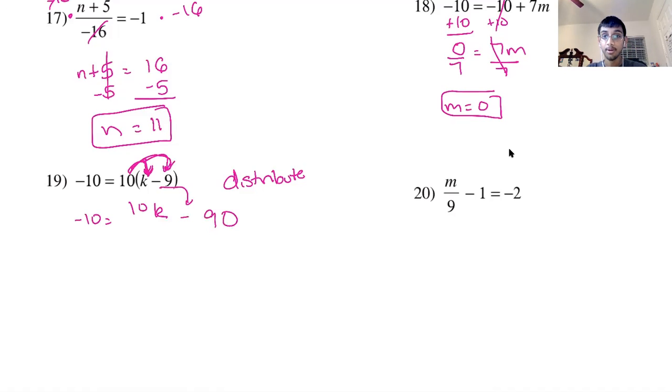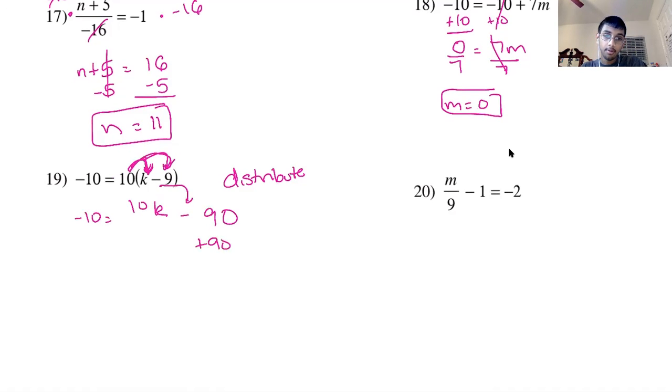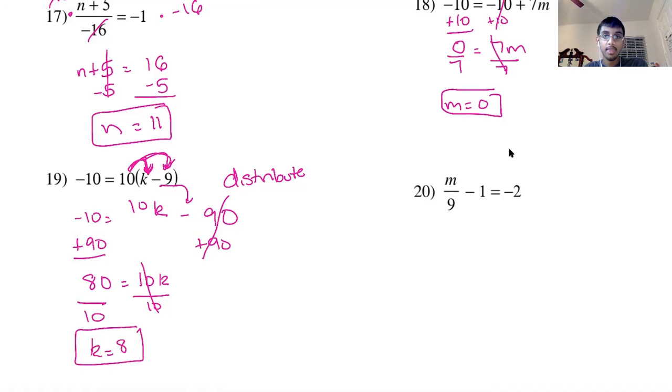So now what do I do from here? Let's think, can I do addition or subtraction? Yes, I can. I could just add the 90 from here and add the 90 from here, and that becomes negative 10 plus 90, which is 80, and that's equal to 10k. From there, I just divide by 10 on both sides. Very, very simple. k is therefore going to equal 8 when I divide that. Very simple, not too bad.